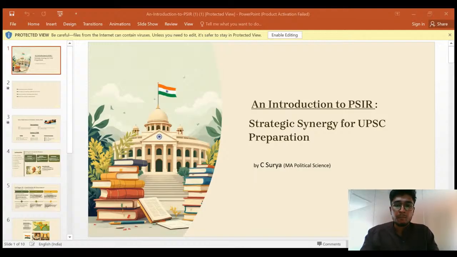We will learn not only Indian political thinkers, but also Western political thinkers like Karl Marx, John Locke, Aristotle, Plato. These thinkers will also be covered, and this is helpful in GS 4 ethics and other papers too.